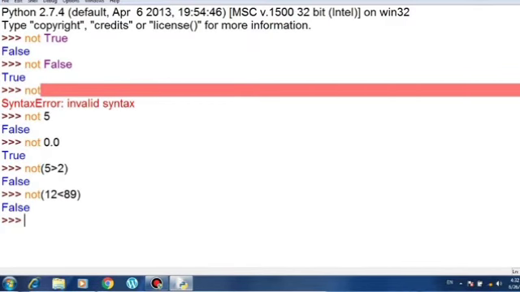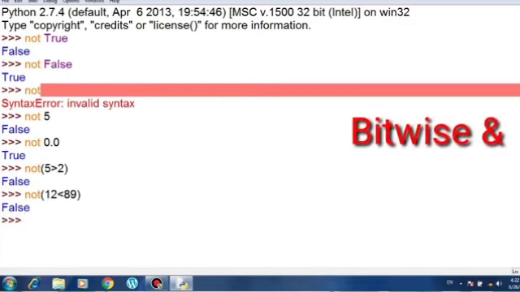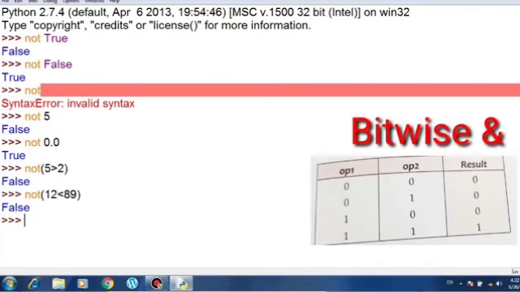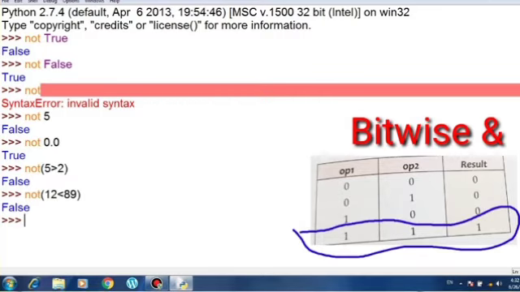Now moving forward, there are the bitwise AND and OR operators. Now how do the AND and inclusive OR operators work? For bitwise AND, when both values are 0, it will give you the answer 0. It means both values are false, so the answer is false. Only if both values are true will it give you the answer true. So let's learn about the bitwise operators now.